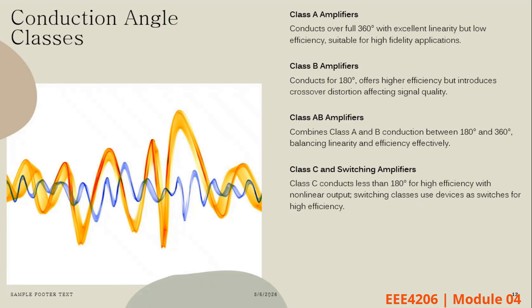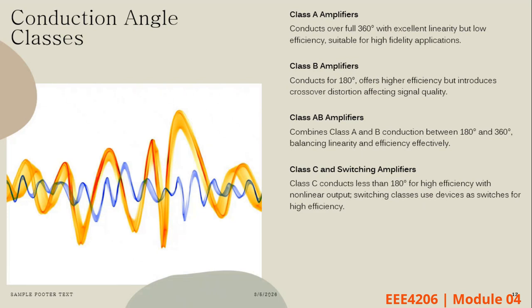And this is very good because it remains linear. So it is very linear, but low efficiency because when it is on, it is consuming a lot of power because it remains on. Even when the RF signal is not there, it is still consuming a lot of power. So it is suitable for high fidelity applications. I explained fidelity: what it means is that at the end of the day, you need your signal to be reproduced exactly as it was sent. So for this, you use what you call class A amplifiers.